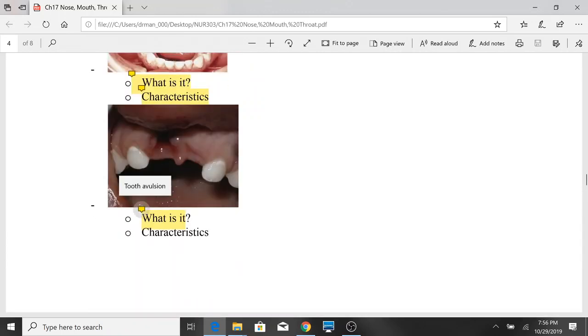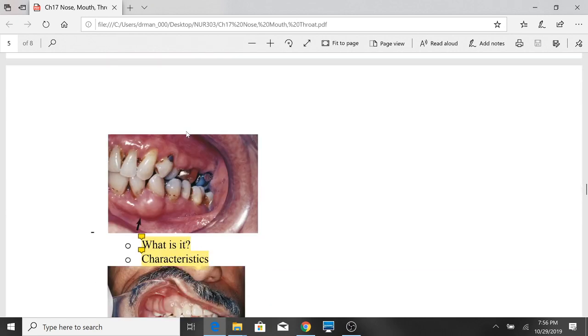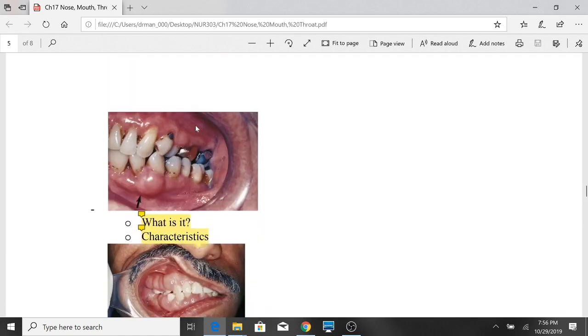This is a tooth avulsion. Trauma causes it, and then the root and the tooth come out. However, you can put it back in place somehow. It's pretty neat.